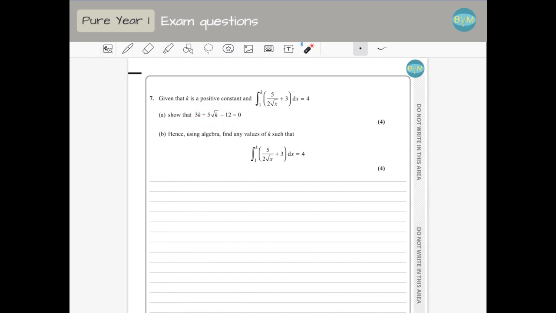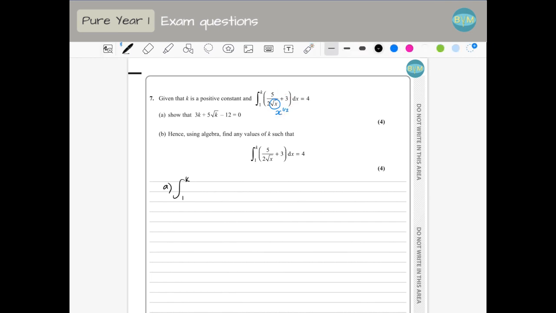So what we are going to do is to integrate this function. We are going to apply the limits and make that equal to 4 to see if we are able to write that equation. So I'm going to integrate between 1 and k, and I'm going to rewrite this root x. Remember, root x is x to the power of 1/2, but it is in the denominator, so I can write it in the numerator with a negative power.